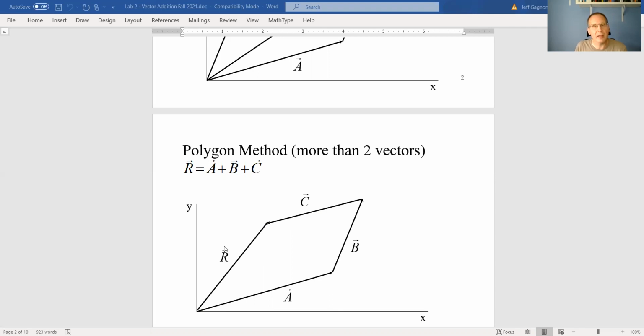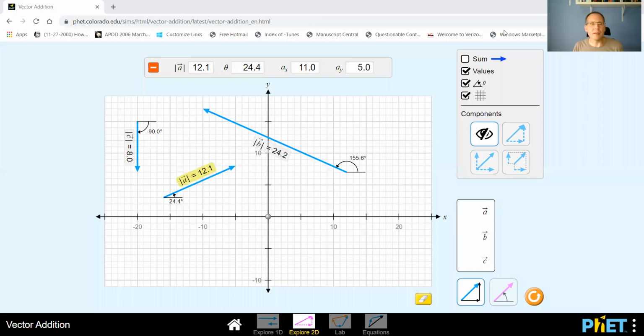Okay, actually, let me show you this in the simulation as well. So in this example, I want to add vector A plus vector B plus vector C. Vector A has a magnitude of 12.1, whatever the units are. If it's a velocity, it's meters per second. If it's a force, it's newtons. Mathematically, we would just say 12.1 units, whatever they are. Let's say it's a force, so 12.1 newtons. It has a direction, 24.4 degrees.